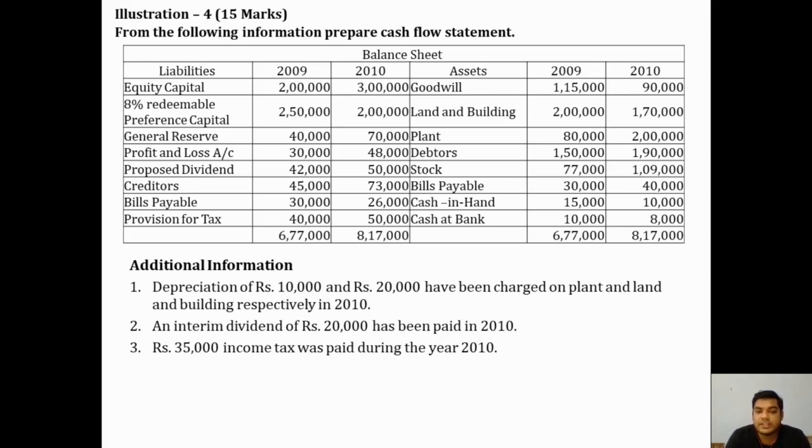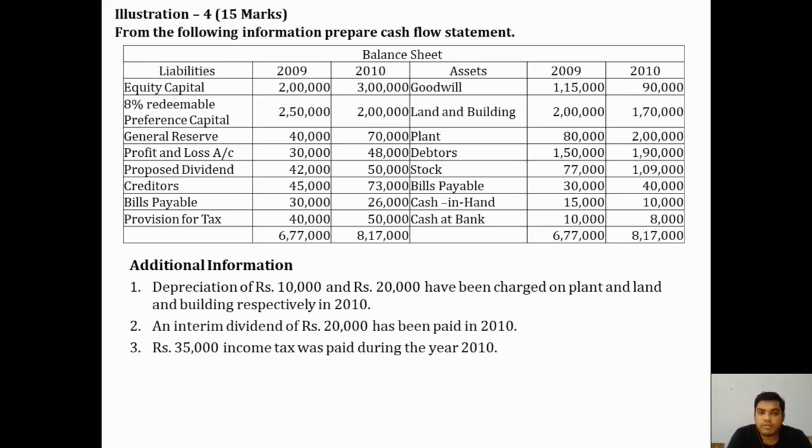Next, interim dividend paid. Here we are paying interim dividend. This interim dividend first we have to transfer to operating activities under non-operating expenses. The second entry for this will be in financing activities as an outflow of cash in the form of dividend. Income tax paid 35,000. First, this 35,000 of income tax paid will be transferred to provisions for tax account. Then, second, in operating activities itself, we subtract this.